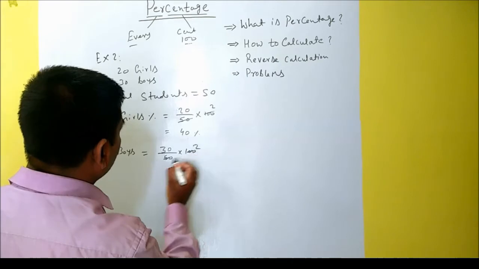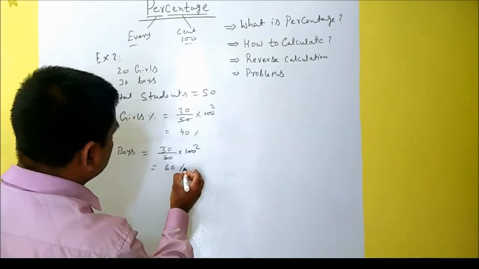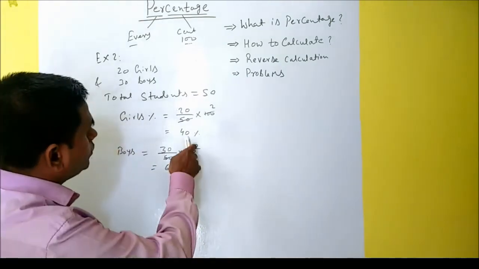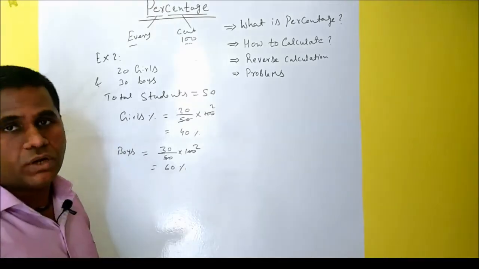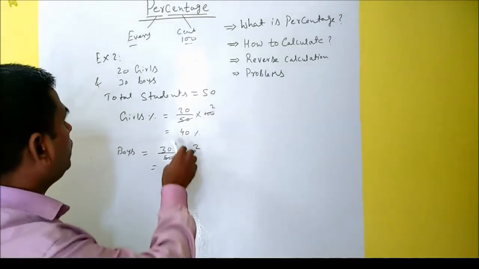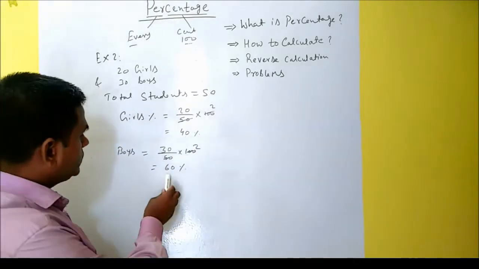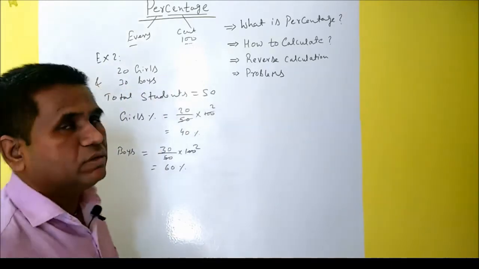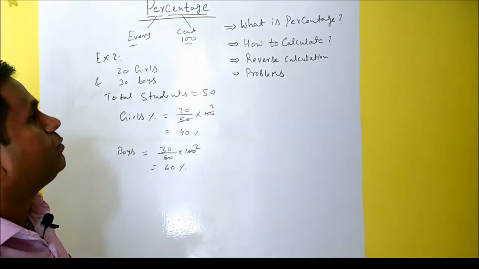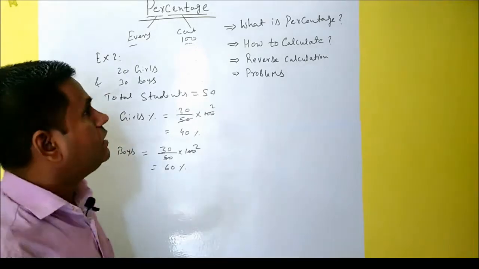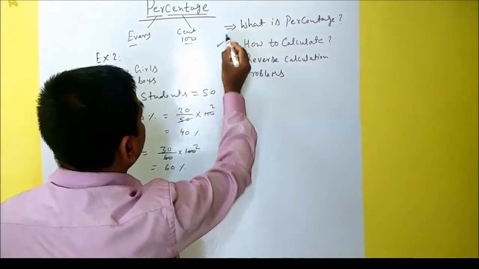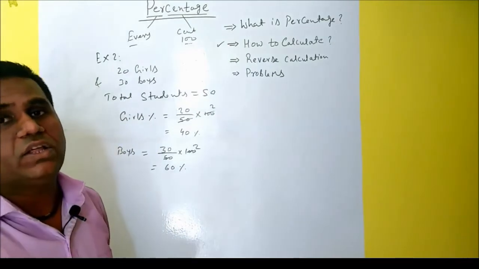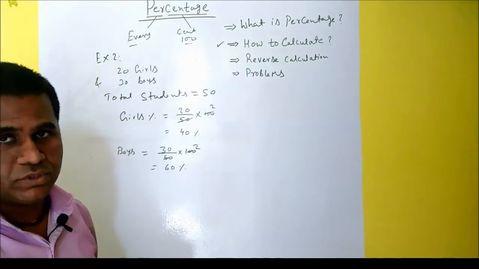So this will give you the answer 60%. So at the end, if you add 60 plus 40, it becomes 100. So out of 100, we have 40 girls and 60 boys. Here you can see out of 50, we have 20 girls and 30 boys. So this is the concept of percentage. And we have also learned the formula and the unitary method to calculate percentage.